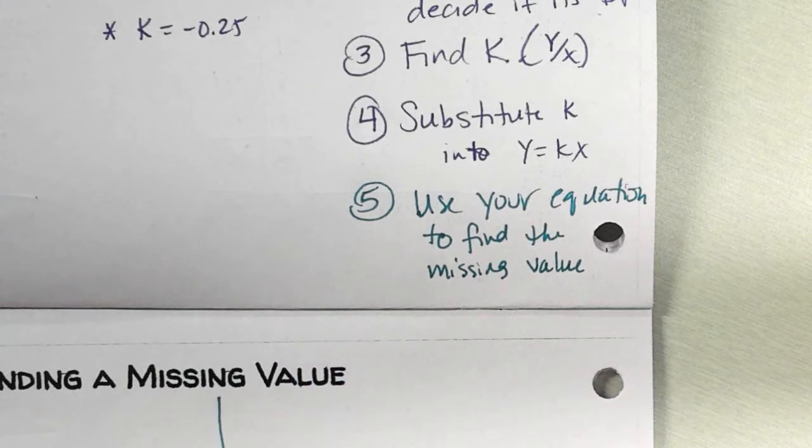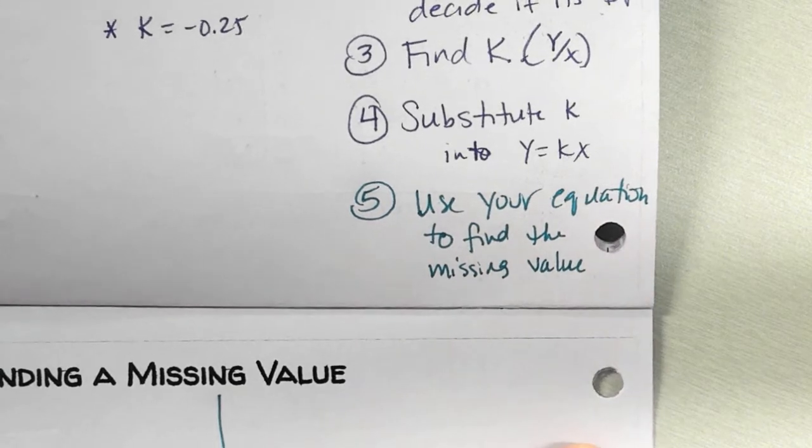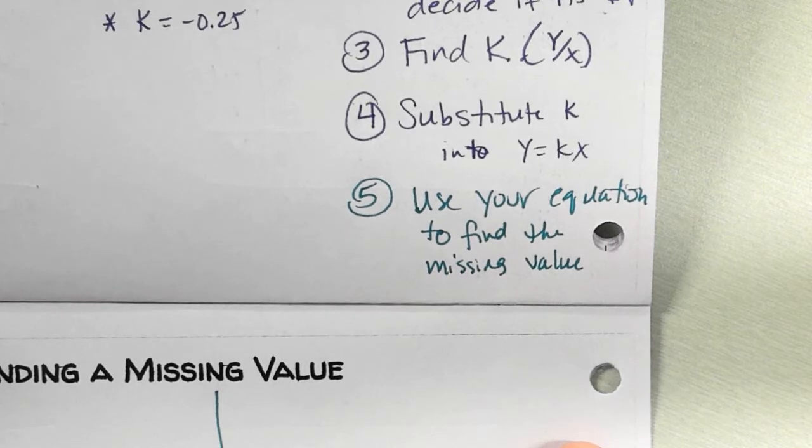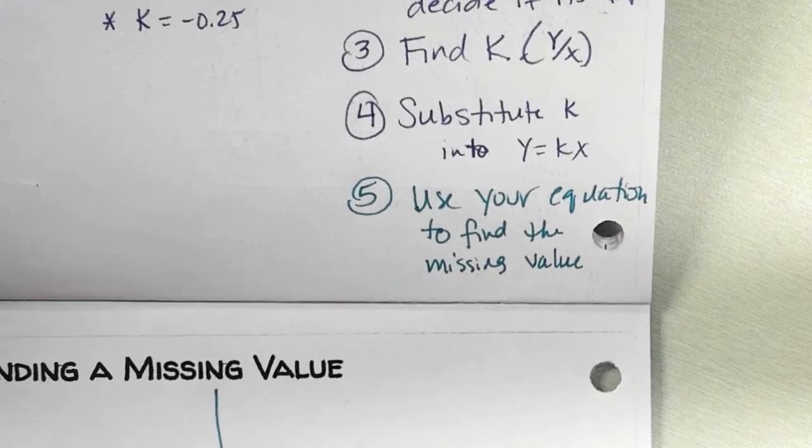Our thing said find y when x is 16, so I got to find y. All right, so we got that written down? Okay, write faster. I love you.